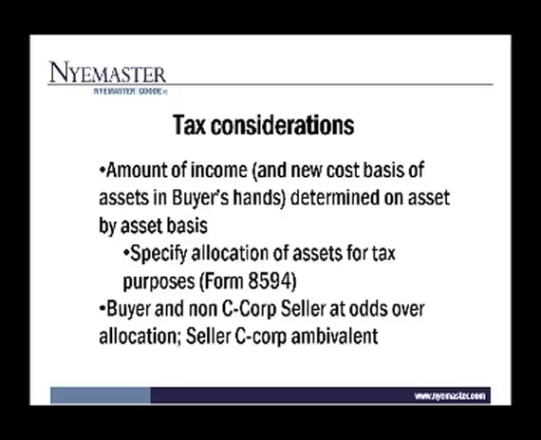The seller that's a C Corp usually isn't as concerned about the allocation because the tax rates for C Corp for ordinary income versus capital gain are the same. But again, the S Corp, partnership, disregarded entity owners will care.